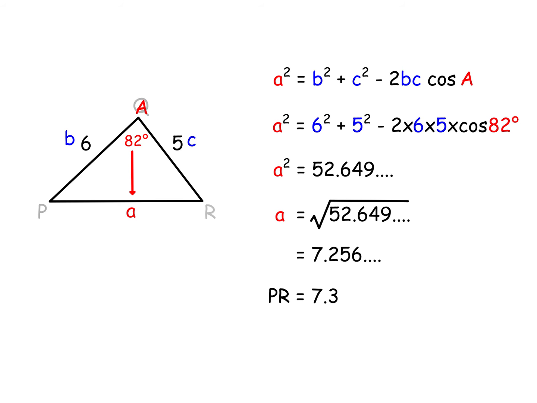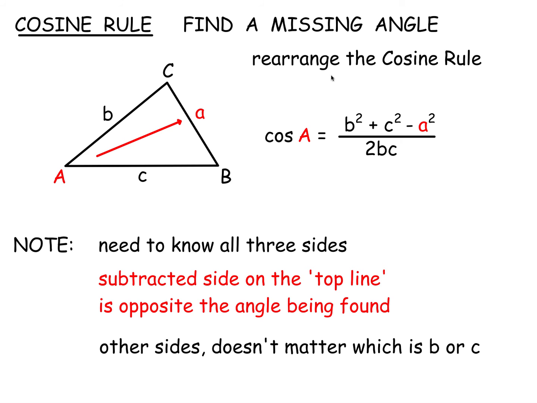If we're asked to find an angle, we would need to know its opposite side, and we've got a different form of the cosine rule. It's simply the previous form rearranged. So if you rearrange the cosine rule, you can get it into this form where cos A is b squared plus c squared minus a squared over 2bc.